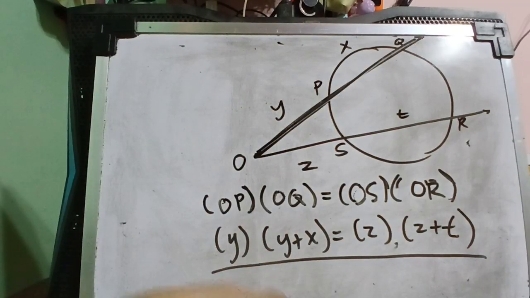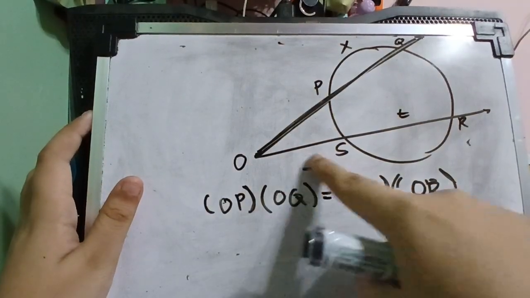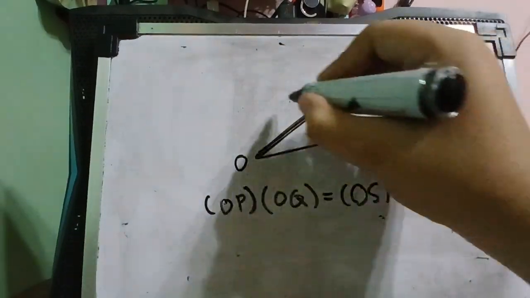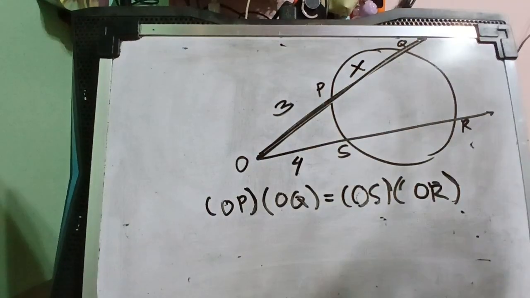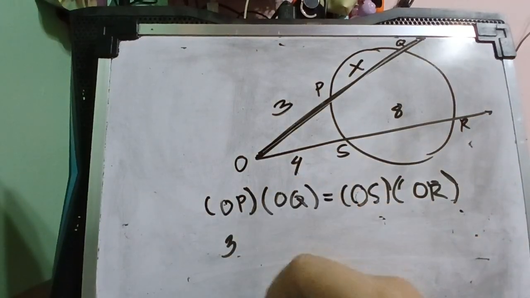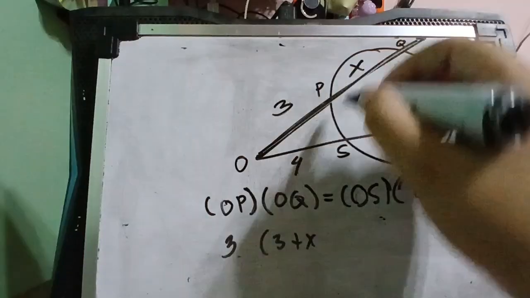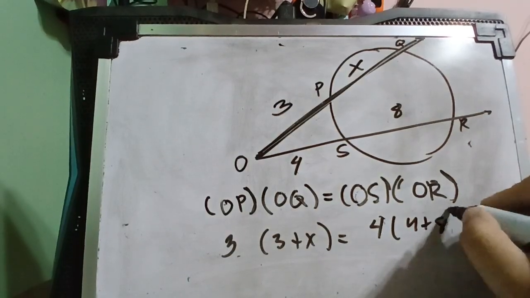So, for example, the values here are 3, this is 4, this is x, and this is 8. OP is 3. OQ is 3 plus x, since there's no value there, that's what we're looking for. And then OS is 4. And then OR is 4 plus 8.